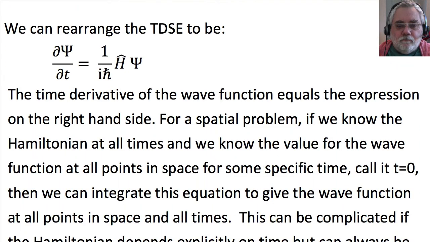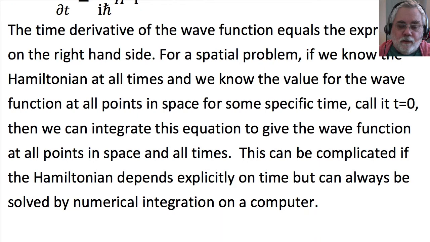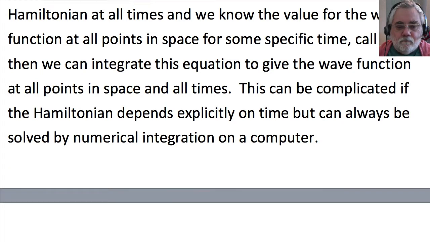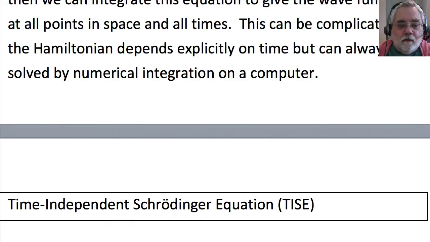For a spatial problem, if we know the Hamiltonian at all times and we know the value for the wave function at all points in space for some specific time, call it t equals 0, then we can integrate this equation to give the wave function at all points in space and all times. This can be complicated if the Hamiltonian depends explicitly on time, but can always be solved by numerical integration on a computer. This is a possible time to take a break. Now we'll look at the time-independent Schrodinger equation.